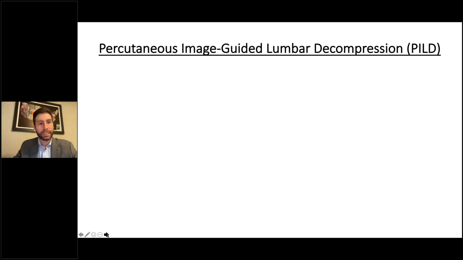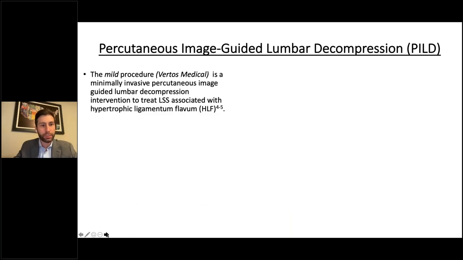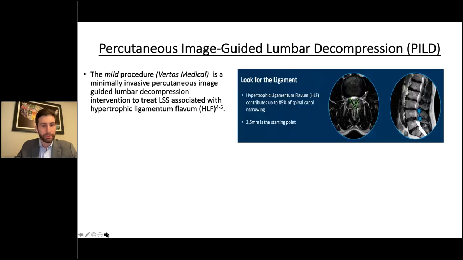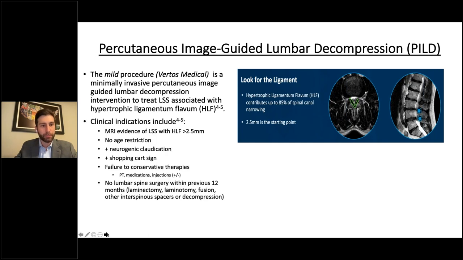We'll talk today about percutaneous image-guided lumbar decompression. The MILD procedure by Vertos Medical is a minimally invasive percutaneous image-guided lumbar decompression intervention that is used to treat lumbar spinal stenosis, particularly associated with ligamentum flavum hypertrophy. So you want to look for the ligament. You want to look for that hypertrophy of the ligament that basically happens in about 85% of the cases that contributes to spinal stenosis. And the starting point that you're looking at is 2.5 millimeters.